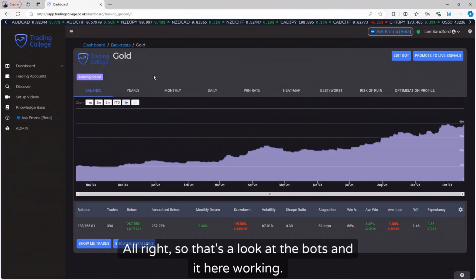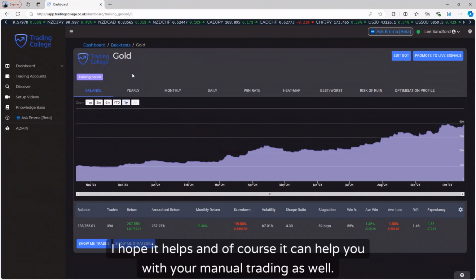All right, so that's a look at the bots here working, me testing it. Hope it helps, and of course it can help you with your manual trading as well.